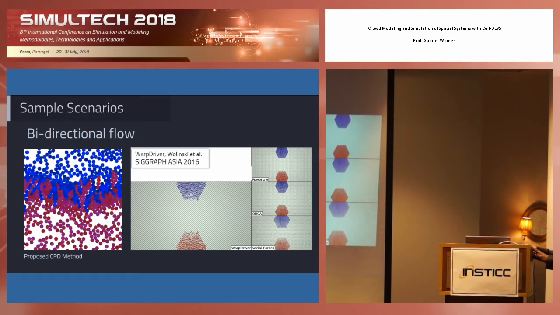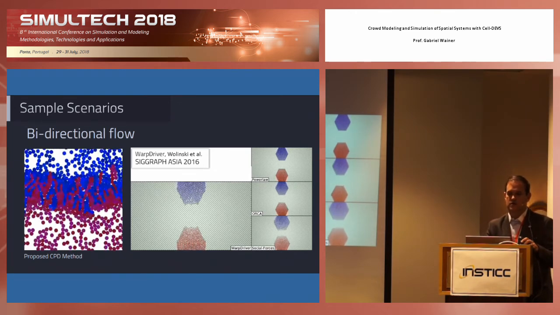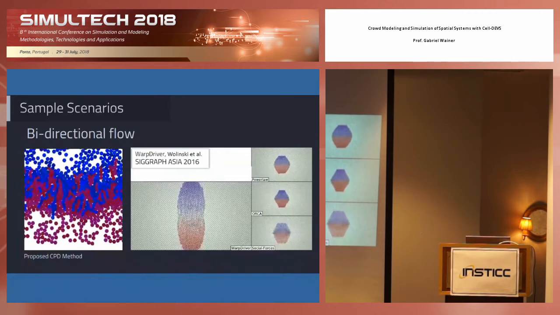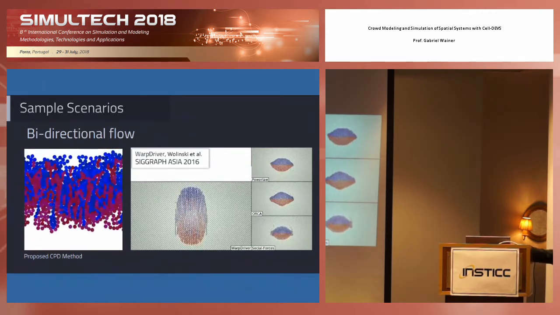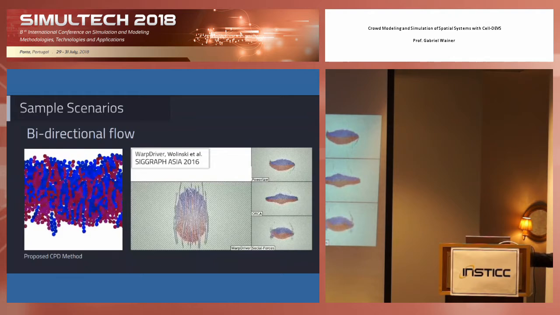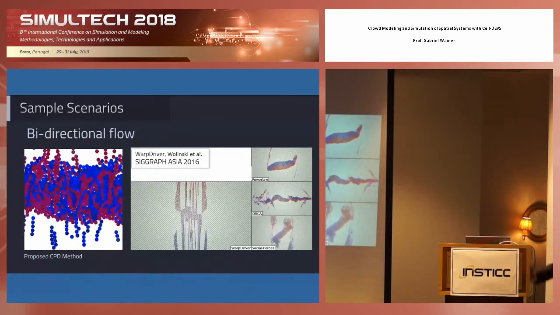Group A, Group B, they want to do bidirectional flow and lane formation, okay? Model A, Model B, Model C, and Model D. This is us, and this is SIGGRAPH. They have 600 entities, we have models with over 140,000 entities doing exactly the same thing, okay? So look at that.